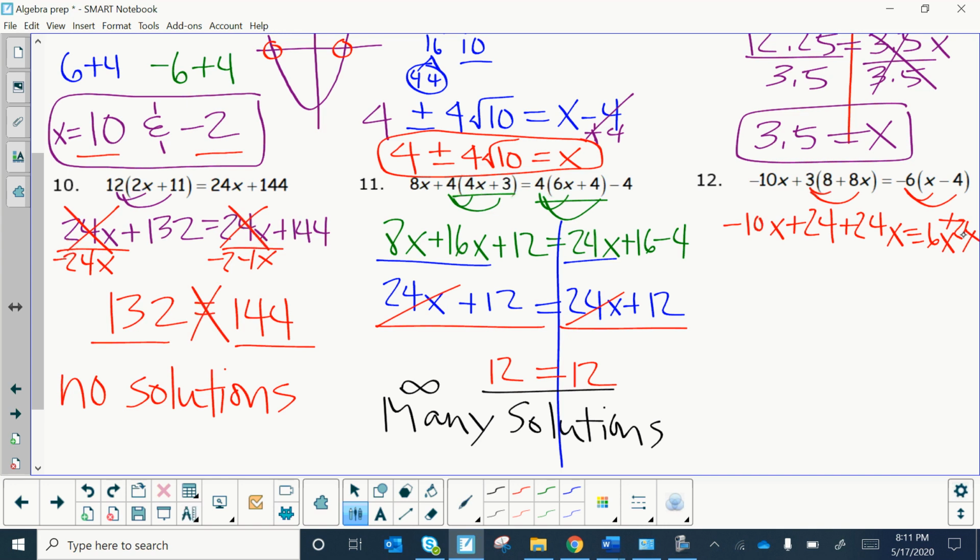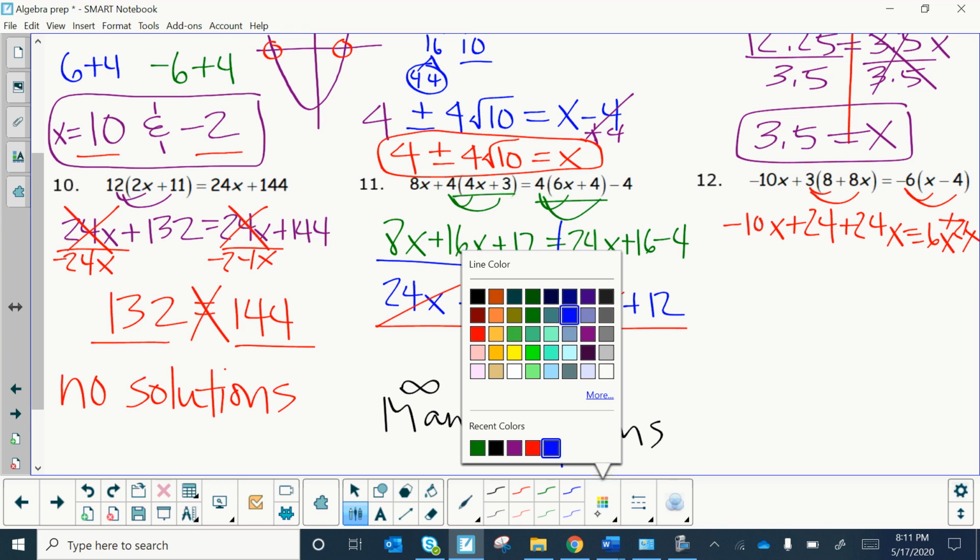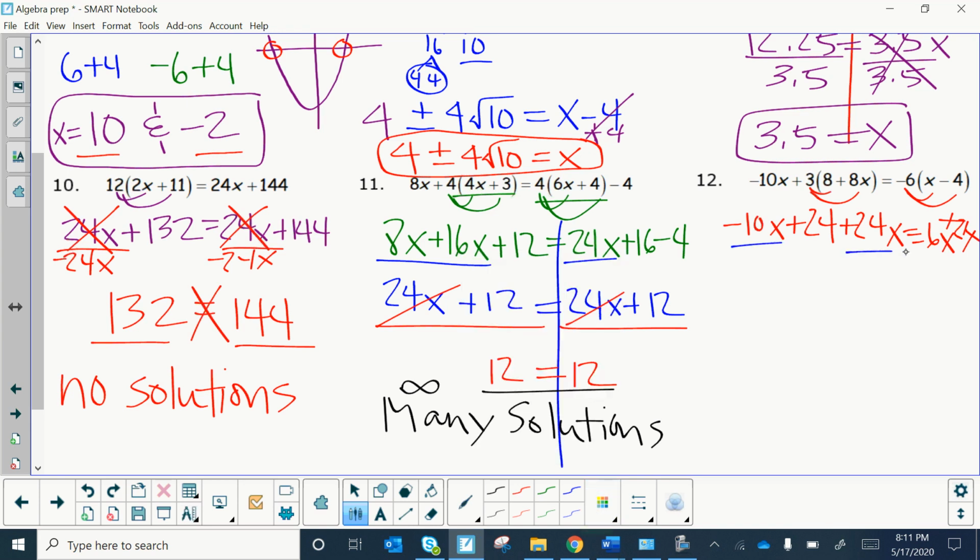Okay, so let's clean this up a little. So now I'm going to do some like terms here. I've got 14x, because negative 10x plus 24x is 14x, plus 24 equals 6x plus 24. Okay, you probably want to subtract 24 from both sides, or you can just realize, hey, if I've got 24 on both sides, those cancel out. So I'm left with 14x equals 6x.